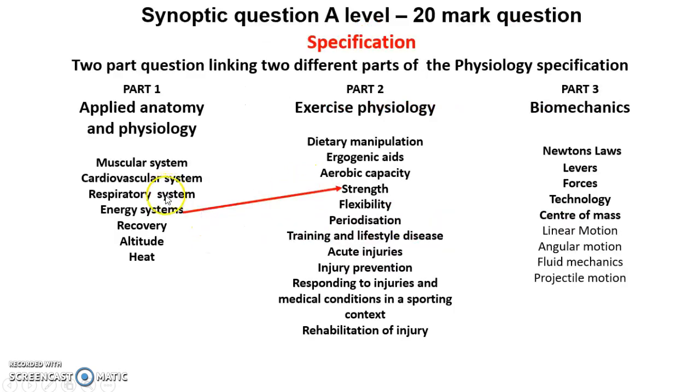So if we have a look then, this is how we're going to be looking across the specification. Your 20-mark question has to come from 2 out of the 3 columns. So column 1 linked to column 2, column 3 linked to column 2, whatever. Okay, that is what you're looking for. So particularly in this screencast, we're looking at energy systems linked to strength, and we're looking at anaerobic process.